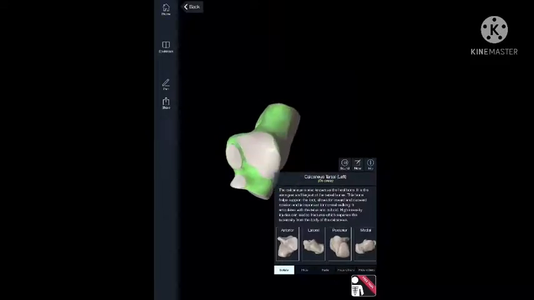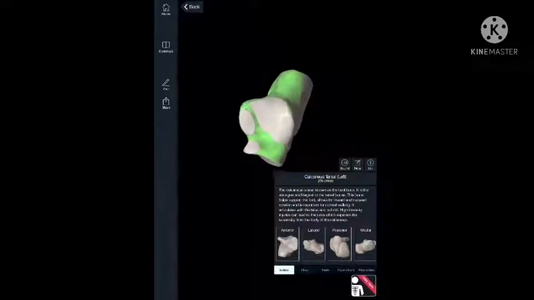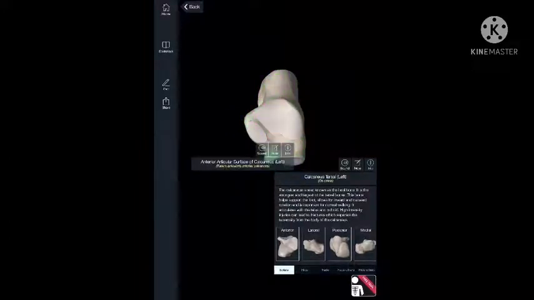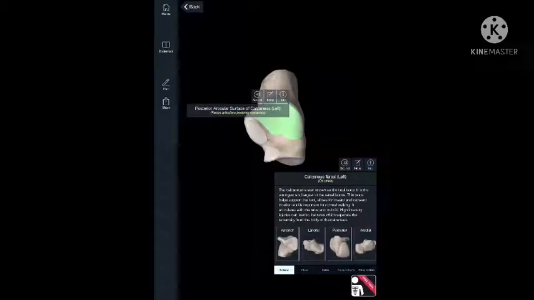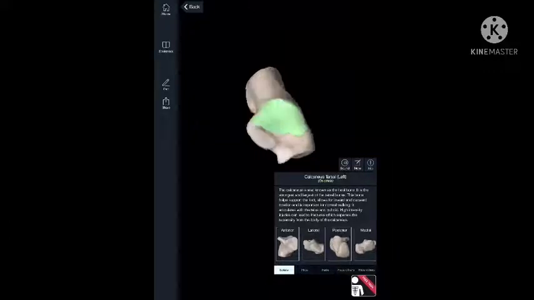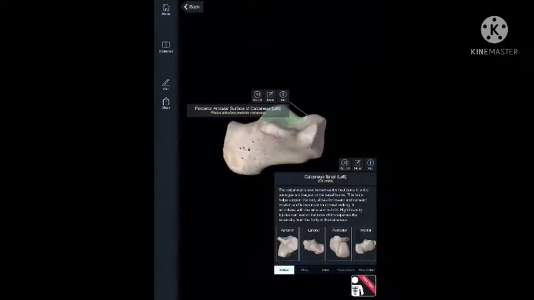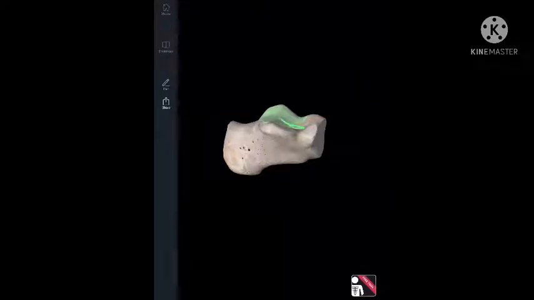On the superior aspect, there are 3 articular facets that join the talus. They are called the anterior, the middle, and the posterior facets. Between the middle and the posterior facets is a groove called the calcaneal sulcus, which corresponds to a similar groove on the inferior side of the talus. When these two sulci are combined, they form the sinus tarsi.